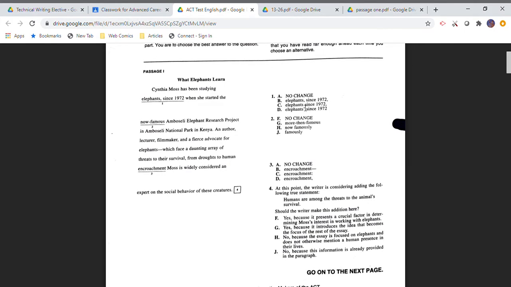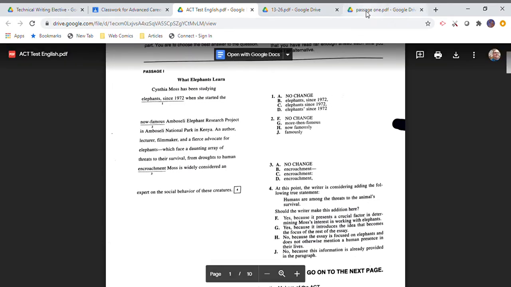C and D both have no comma, but D has an apostrophe after the elephants, which would make it a possessive, which would mean that the elephants should be owning something in the sentence, and they're not. They are the object of the sentence. They are what's being studied. So we don't need an apostrophe. So we're going to go with C. Okay, and now I'm going to check this over here.